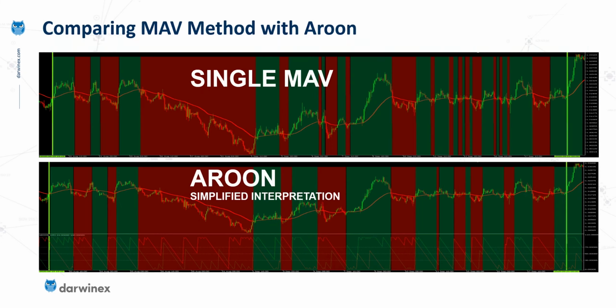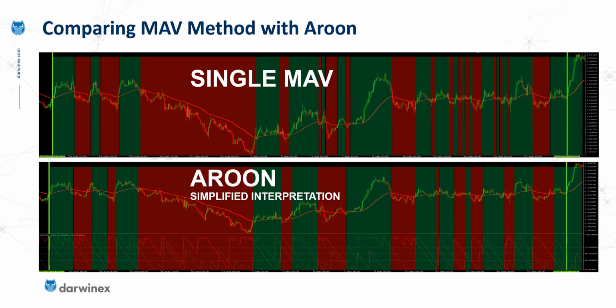Now the first thing you'll notice here is that they're actually very, very similar. And for all of the major parts of the chart, they come up with the same interpretation. One difference, however, is that you'll notice that the single moving average is much more erratic. So it changes from up to down as we see during this trading range here. Whereas the Aroon indicator is slightly less sporadic and it changes less often.